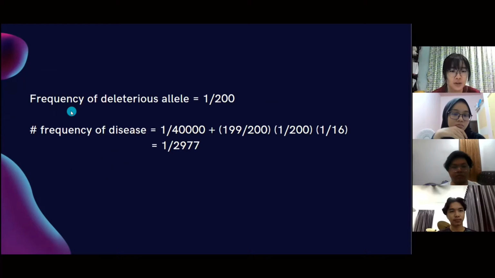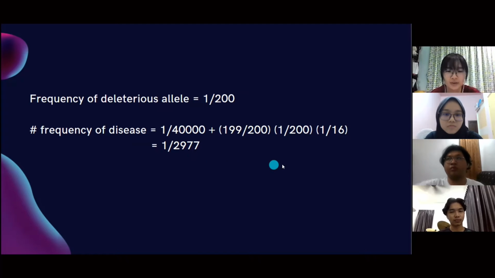And then we can count the frequency of the deleterious allele, which is 1 over 200. We can get it from the square root of 1 over 40,000. And then finally, the frequency of the disease is 1 over 40,000 plus the remaining allele frequency times the deleterious allele frequency and times the coefficient of inbreeding. And then we will get the final answer of 1 over 2,977.